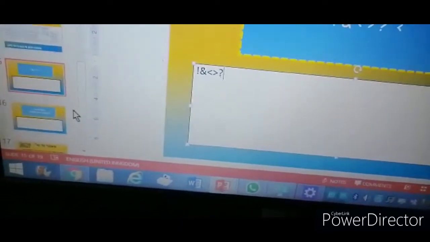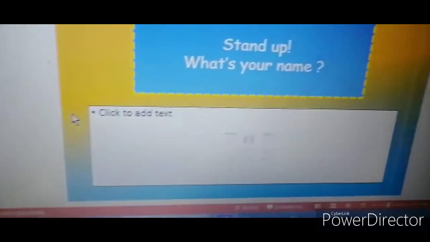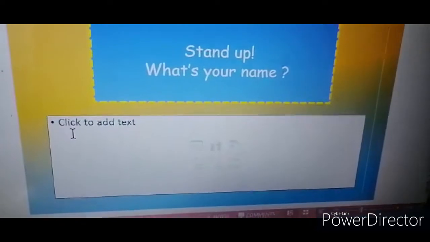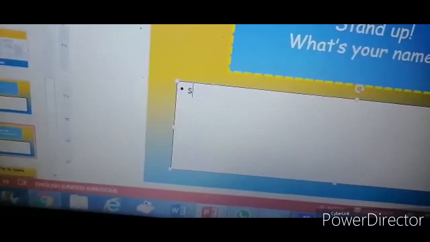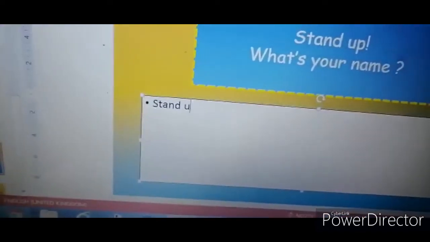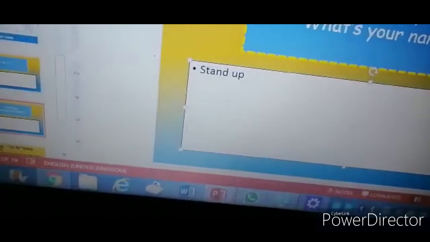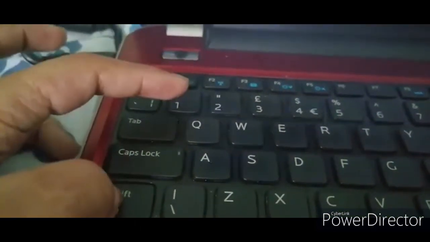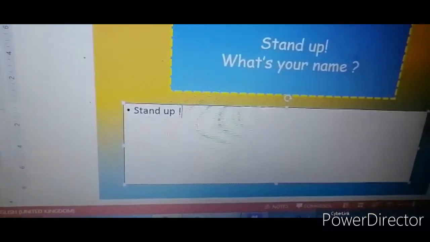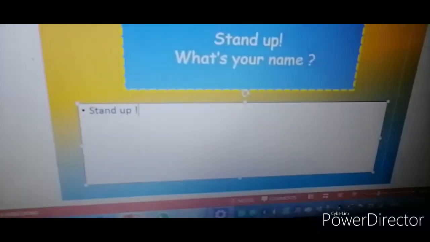Let's go through another example. Stand up, exclamation mark. Stand up, exclamation mark. Shift and 1. Second sentence. What's your name?